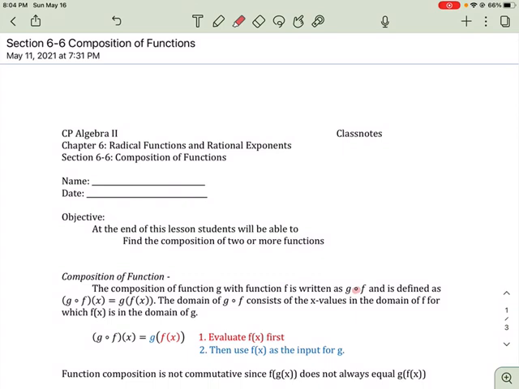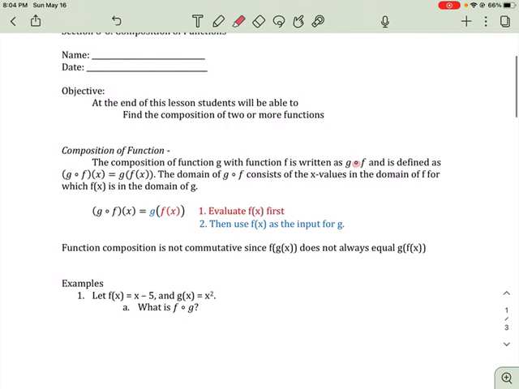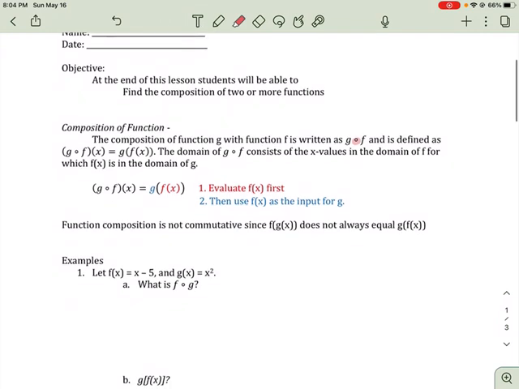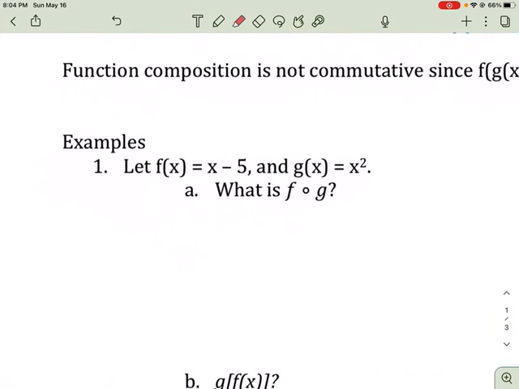Here's what you're going to do. You're going to evaluate f of x first, and then use f of x as an input for g. That sounds like a lot, but watch what happens. By the way, it doesn't go both ways. f composed of g and g composed of f are not the same thing. We want to make that clear.